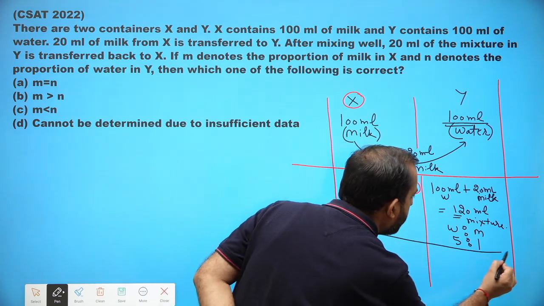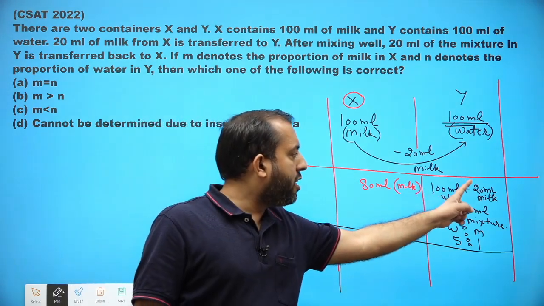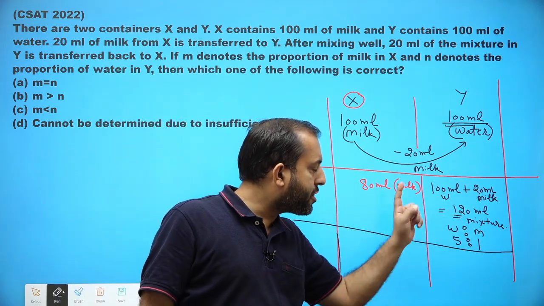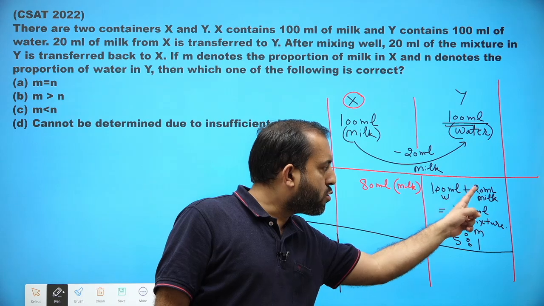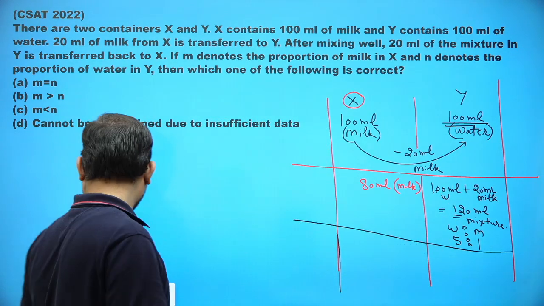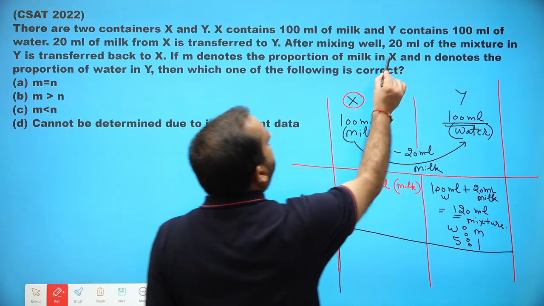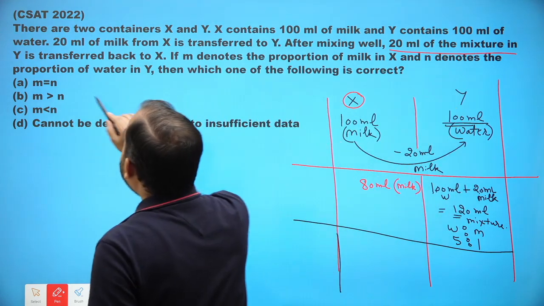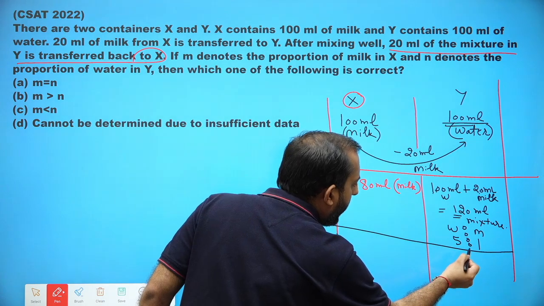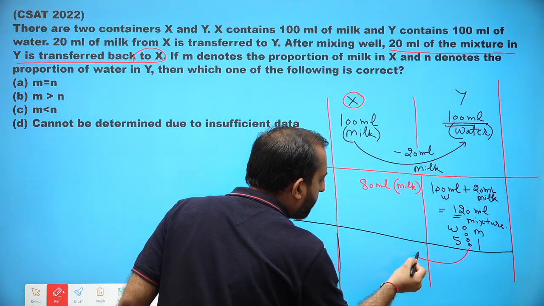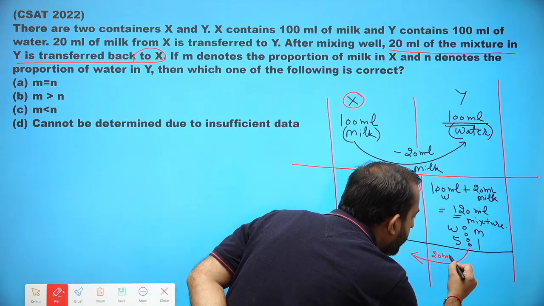This is our step number 2. You can say 100 ml water, 20 ml milk, so total mixture is 120 ml, and the ratio of water to milk is 100:20, that is 5:1. Now 20 ml of mixture in Y is transferred back to X. So from Y to X, 20 ml mixture is transferred.